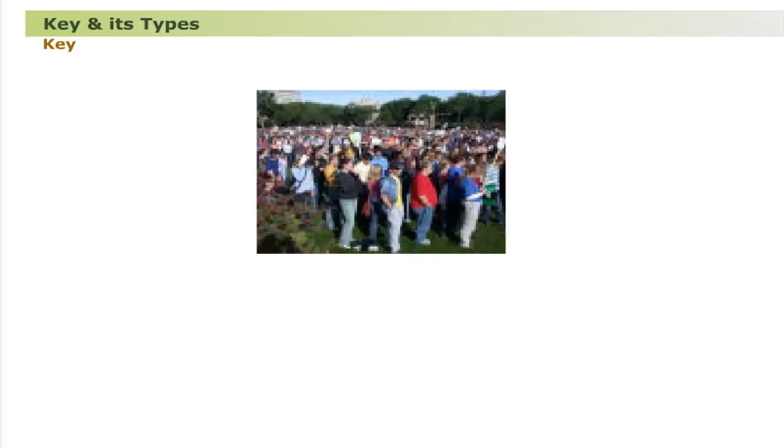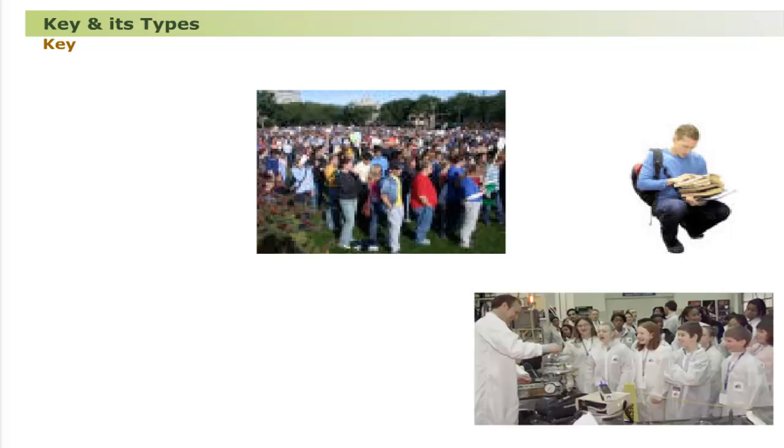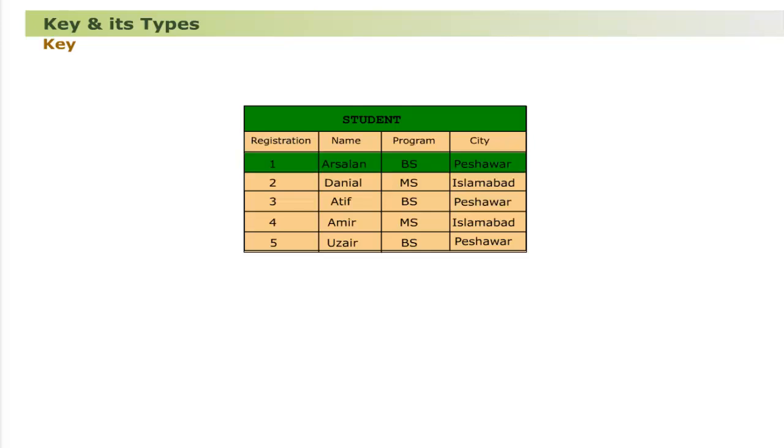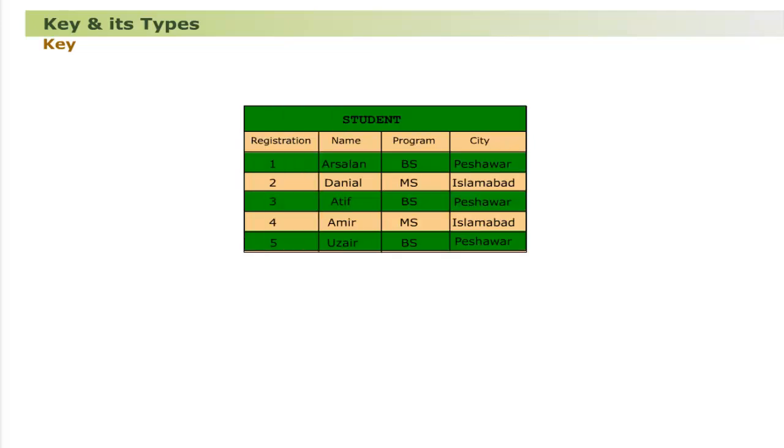Key. An entity class may have a large number of entities. The recognition of a single entity or group of entities in an entity class is very important. Look at the entity class student as shown. If it requires to know the program of a student, it becomes necessary to recognize the individual entity. Similarly, if it is required to know all students belonging to city Peshawar, the group based on city becomes necessary to recognize. The key could be used to recognize the individual or group of entities in an entity class.